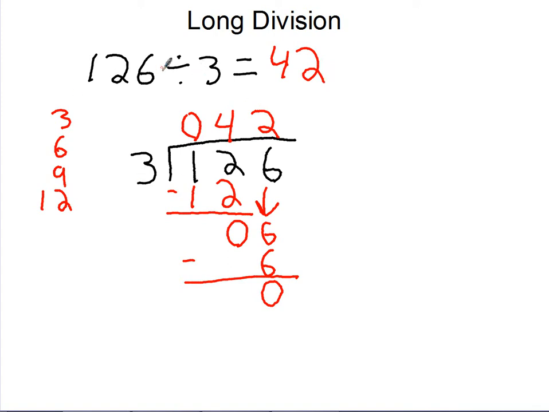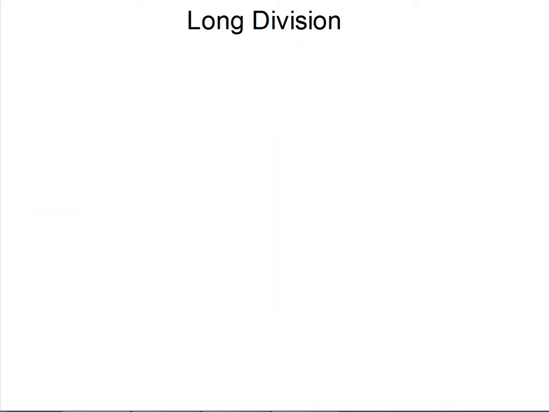Let's try a slightly harder one. Dividing by 3, 3 is easy. Well, at least it's easier than the next one we're going to do. So let's see. Next one we're going to do, how about 273 divided by 13. That one's a bit trickier.